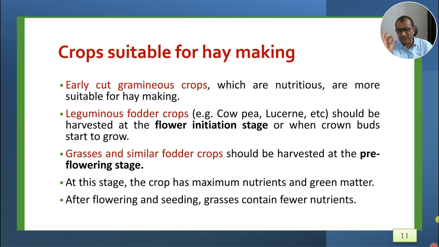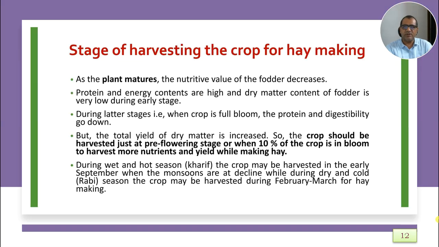So at this stage, the crop has maximum nutrients and green matter. As the fodder matures naturally in the earth, as time advances, the nutrient quality reduces. Whereas after flowering and seeding, grasses contain very few nutrients and are not so palatable to the animal, and also contain more unwanted, undigestible fiber material.